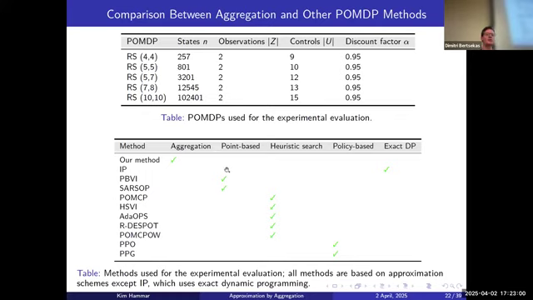And then you have a couple of methods that are so-called point-based, which has some similarity with aggregation, but is still quite different because they use a different dynamic programming operator than we use in aggregation. In aggregation, we use the classical Bellman operator, whereas in point-based, they use a slightly different one based on so-called alpha vectors. And you can look it up if you are curious about this.